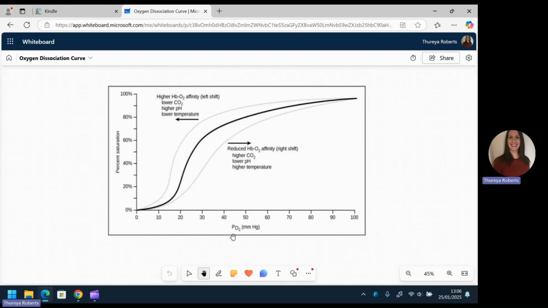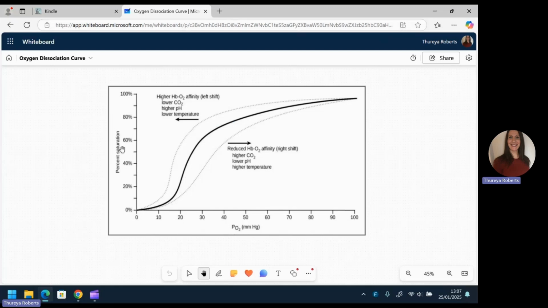The partial pressure of oxygen is the concentration of oxygen within a mixture of gases. You can think of it as the concentration of oxygen overall. The y-axis shows the oxygen percentage saturation, or you can think of it as haemoglobin's affinity for oxygen.